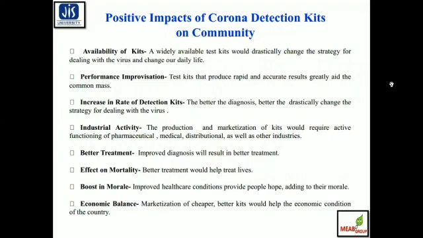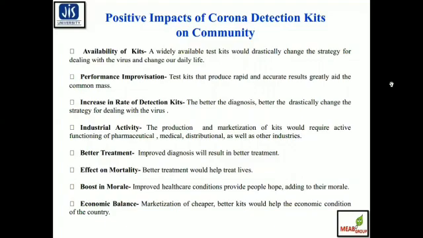with the virus spread. Industrial activity can also be enhanced. The production and marketization of the kit would require active functioning of pharmaceutical, medical and distributional engineering as well as other industries. Better treatment can be achieved by improving the diagnosis, which results in a better treatment effect on mortality. The better treatment would help save the patient's life.